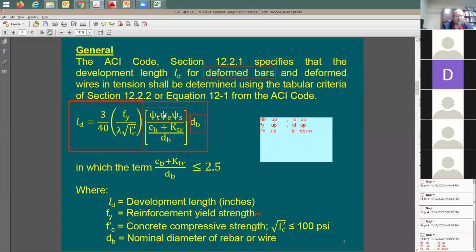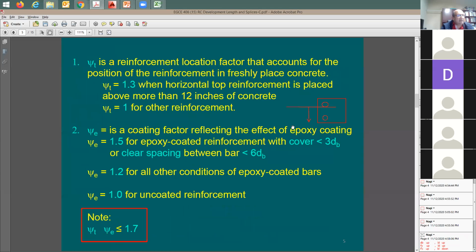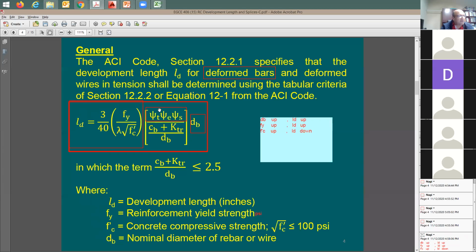They have epoxy coated, the section dimensions, so you can figure out if it's going to be top rebars or other rebars, bottom or vertical, and then the size of the rebar. And here's the size of the rebar. So the only thing left for us is going to be CB plus KTR divided by DB. If you are able to understand this, we're done with this. You can say scary equation. Looks tough, but it's so simple.